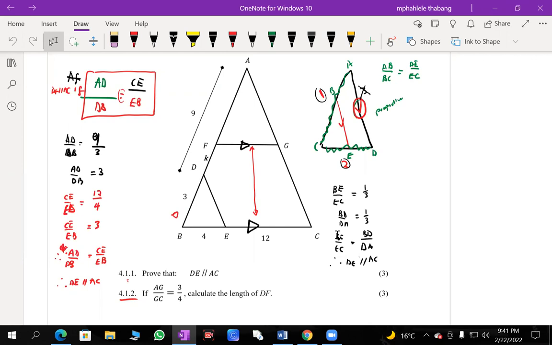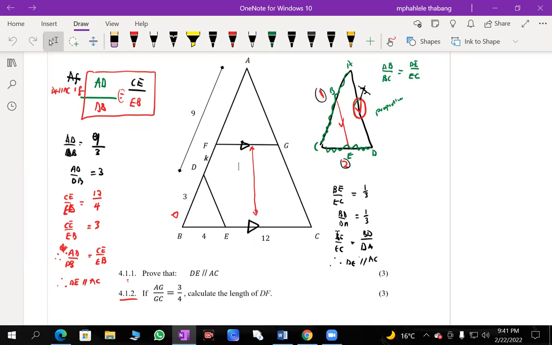You can see FG looks parallel to BC. But in Euclidean geometry, avoid assumptions. You must have a valid reason. I think you are right, FG is parallel to BC, but please avoid assumptions.